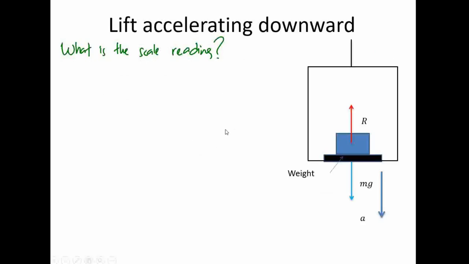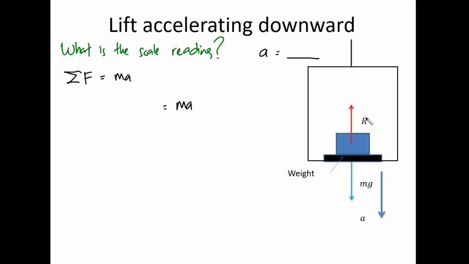Now the situation is the lift is moving downward, accelerating, and we want to know what the scale reading is. Okay, we want to apply this formula. The sum of all forces must be equal to ma, because a must not be equal to 0. A has a certain value, so everything on our right hand side must be equal to ma. It cannot be equal to 0, so we write it as ma.